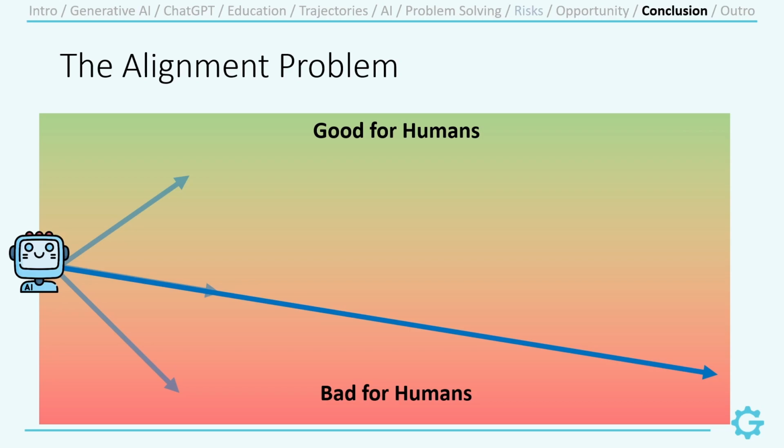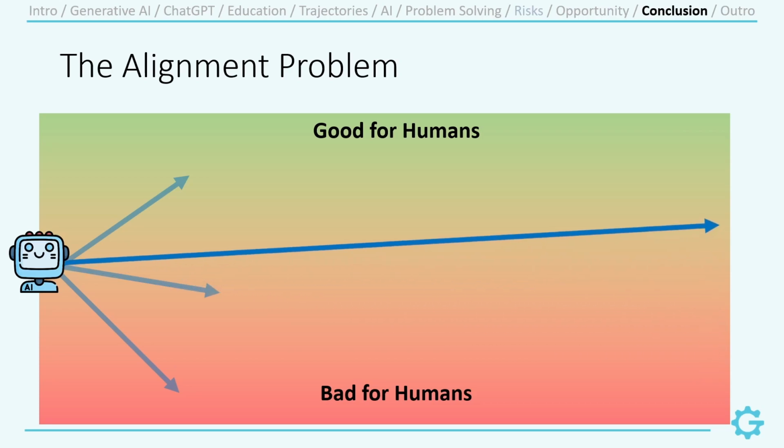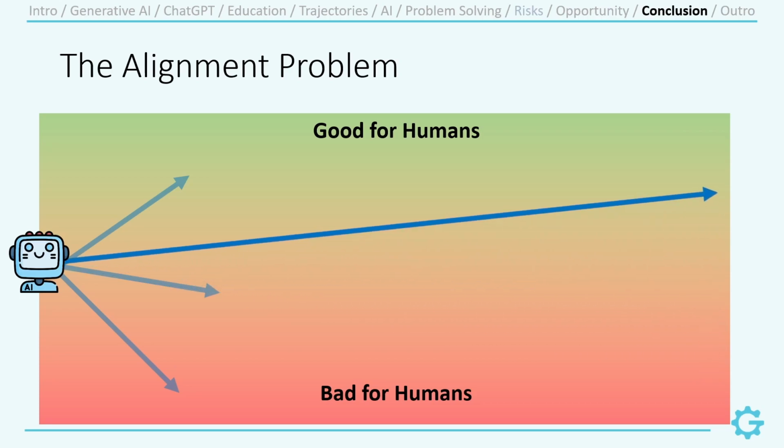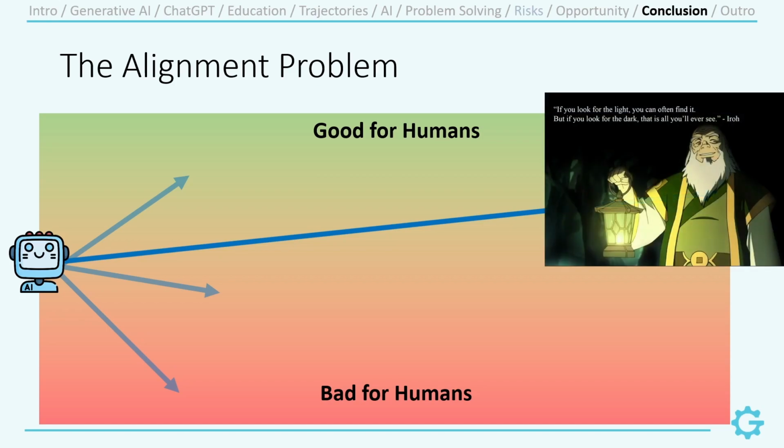Nihilism, and the belief that we are headed for a cyberpunk dystopia no matter what we try, might just be our greatest threat here. With effort and intention, I believe that we can steer this technology in a positive direction. There's no guarantee it'll work, and it will require us to relentlessly imagine ways that we can use this technology to improve the world. But I believe we can do it if we try. To quote a favorite character of mine, if you look for the light, you can often find it. But if you look for the dark, that is all you will ever see.